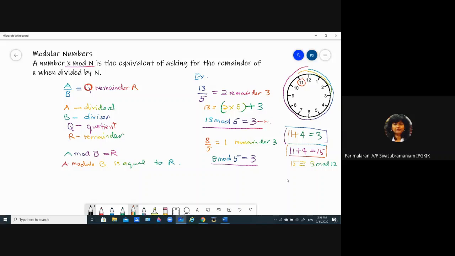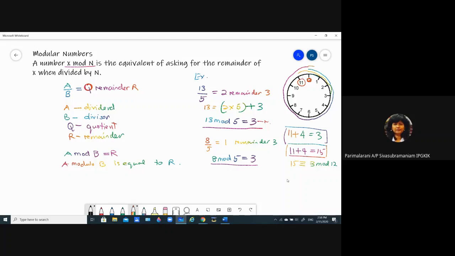12 mod 12. 12 divided by 12 has a remainder of 0, right? So that's why in modular mathematics, usually we write this as 0. We don't write that as 12. So if this is mod 12, it is 1 until 11, okay?